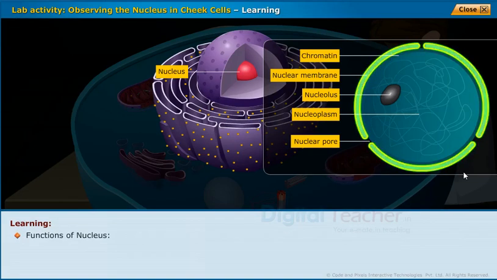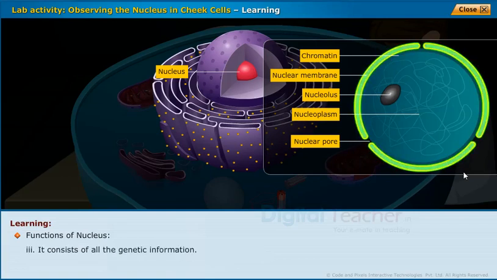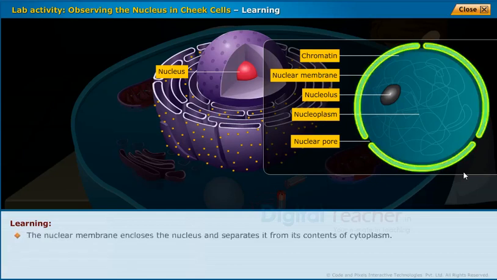Functions of nucleus. Nucleus regulates and controls all the functions of the cell. It determines the characteristics of an organism. It consists of all the genetic information. It is involved in the process of cell division. The nuclear membrane encloses the nucleus and separates it from its contents of cytoplasm. Nuclear membrane is similar to the cell membrane.